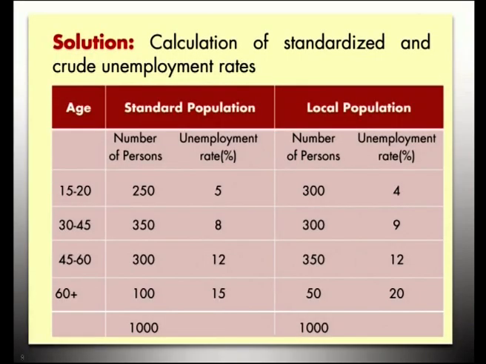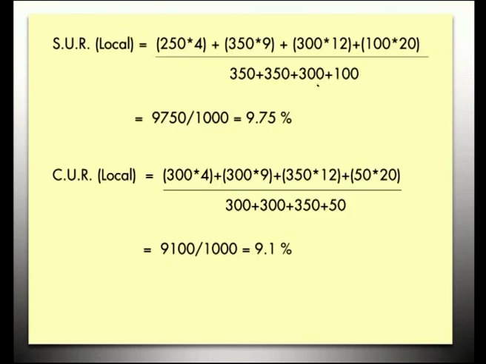Now, standardized unemployment rate with respect to local population. With respect to local population, you just see 250 into unemployment rate is 4. So, 250 into 4 plus 350 into 9 plus 300 into 12 plus 100 into 20 divided by 350 plus 350 plus 300 plus 100. So, 9750 divided by 1000 is 9.75% and crude unemployment rate is just with respect to local population. So, 300 into 4 plus 300 into 9 plus 350 into 12 plus 50 into 20. So, 9100 divided by 1000 is 9.1%.